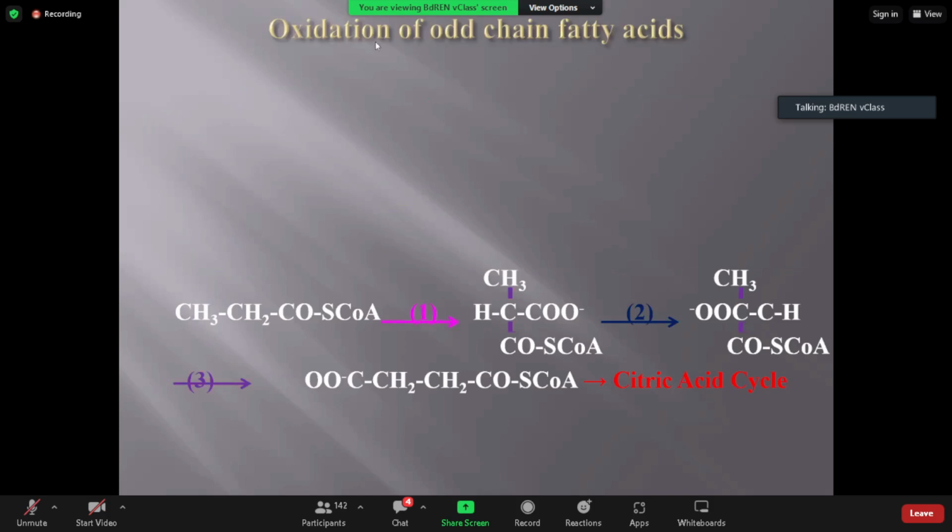So that was about the oxidation of the even chain fatty acid. Now we are discussing the oxidation of short chain fatty acid.